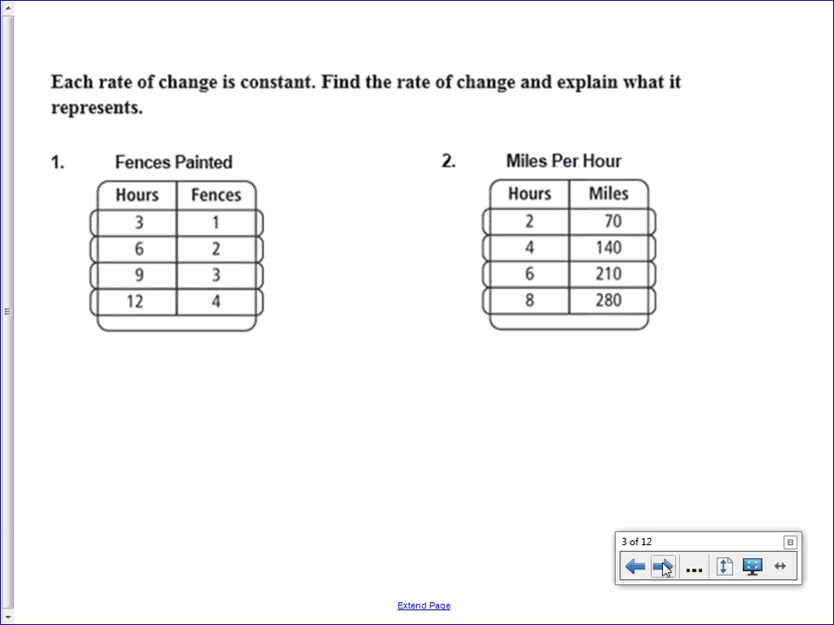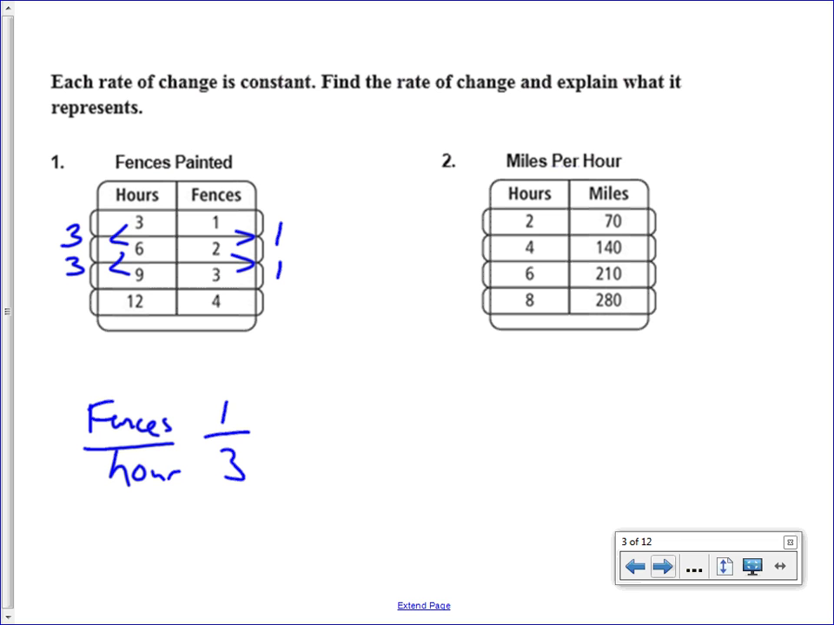Okay, so if I wanted a rate of change here, it says the rate of change is constant. Find the rate of change and explain what it represents. Well, we're going to kind of work backwards. So if I found out what it represents, we'd be talking about fences per hour. Okay, that's what our rate of change is going to be. So to do that, we can look at how much things are changing. We can see that this changes 1 where the hours change 3. This changes 1 when the hour changes 3. So what does that mean? It means that we could do 1 fence for every 3 hours. That's what our rate of change is telling us.